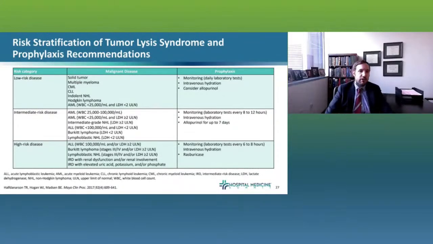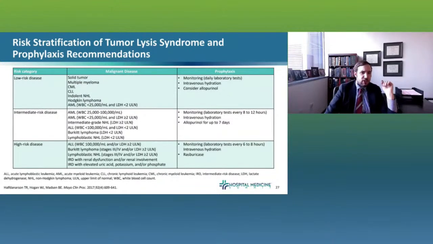Of course, indolent non-Hodgkin's lymphoma, that would include things such as follicular or marginal zone lymphoma, or certain low-grade mantle cell lymphomas. Hodgkin lymphoma can fall in that category. And then AML, I don't know if I would ever put AML into a low-risk category. I think there always is a propensity to have some degree of clinically significant TLS. And you'll notice in the hospital, regardless of what their white blood cell count is, we're usually putting them on prophylactic allopurinol at least, every single one of them.